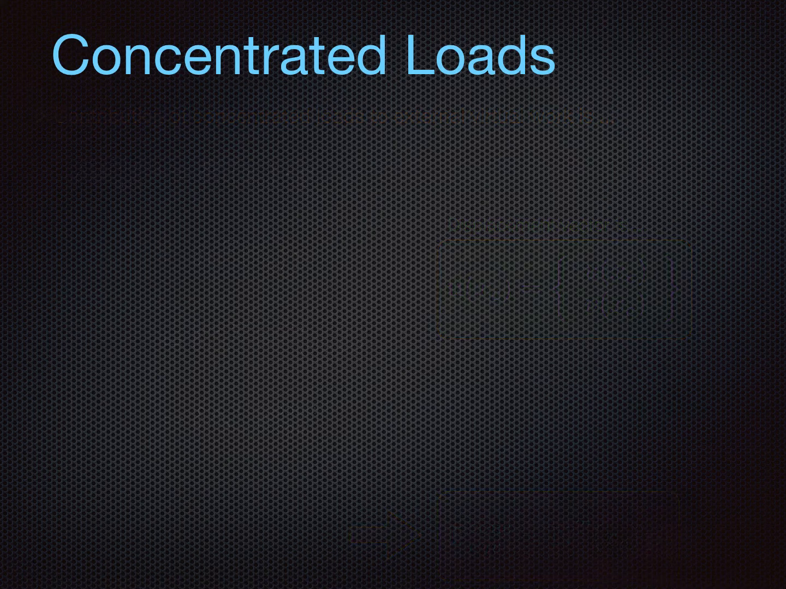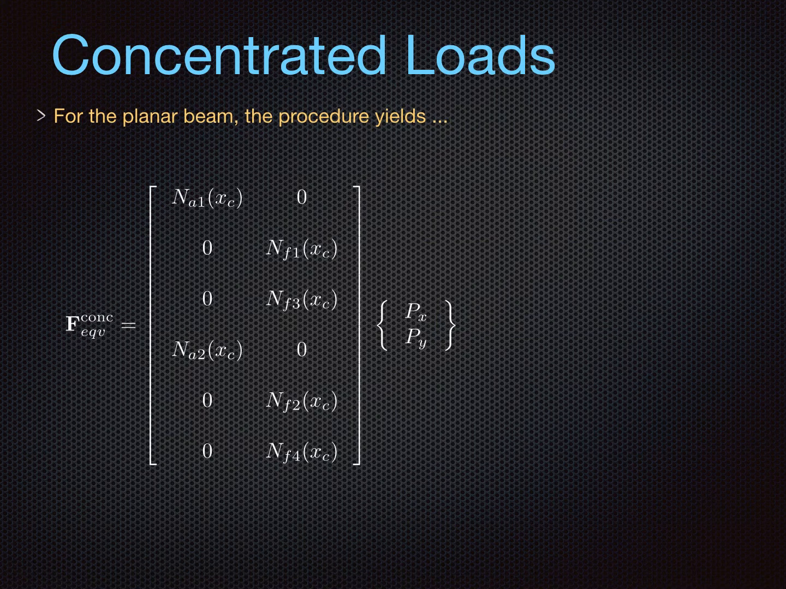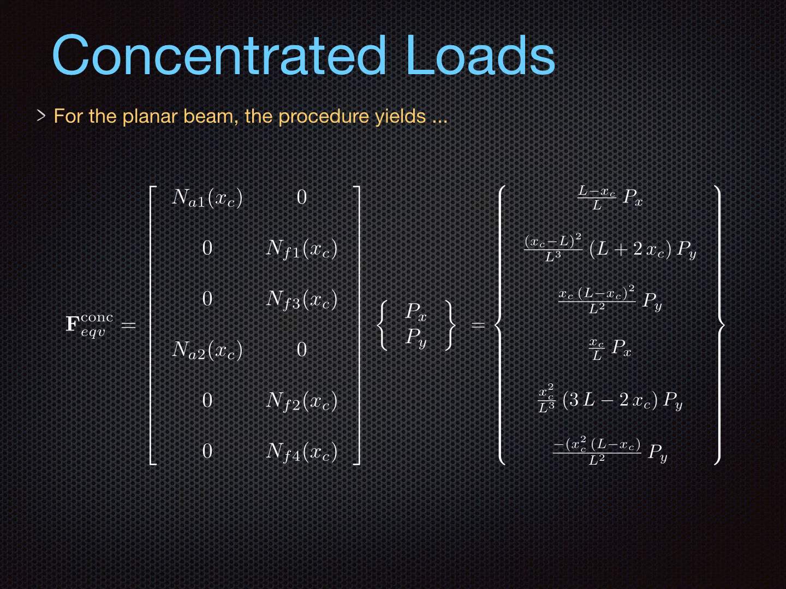And of course, for the planar beam, the procedure is simple, right? That's what we would have for the concentrated equivalent nodal loads applied simultaneously. Axial and transverse loads applied simultaneously at location x sub c, and you can just carry out that vector-matrix product to obtain a 6 by 1 equivalent nodal load vector from this application. So this was quite simple and straightforward.